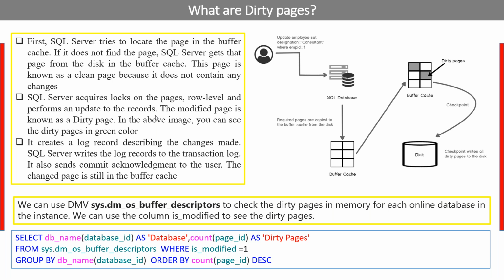Just as basic info, when it starts inserting, updating or deleting the data in the data cache itself, it will also acquire a lock. The modified page is known as a dirty page. Clear? Once you start modifying the data, those pages are called dirty pages. If you have not yet started modifying the data, you just copied and moved it into the data cache, those pages are called clean pages.